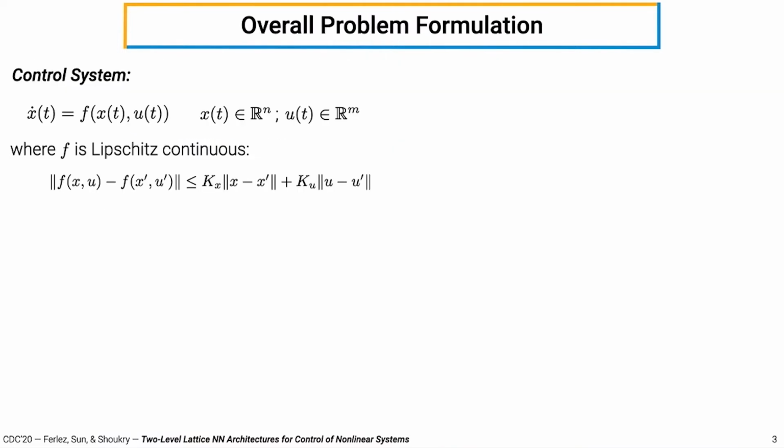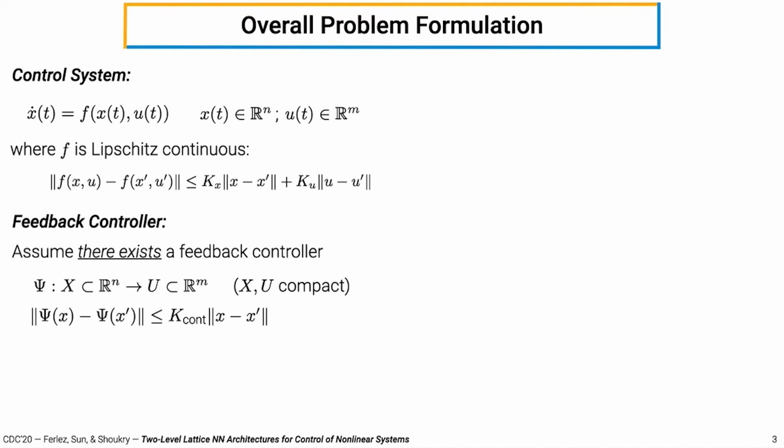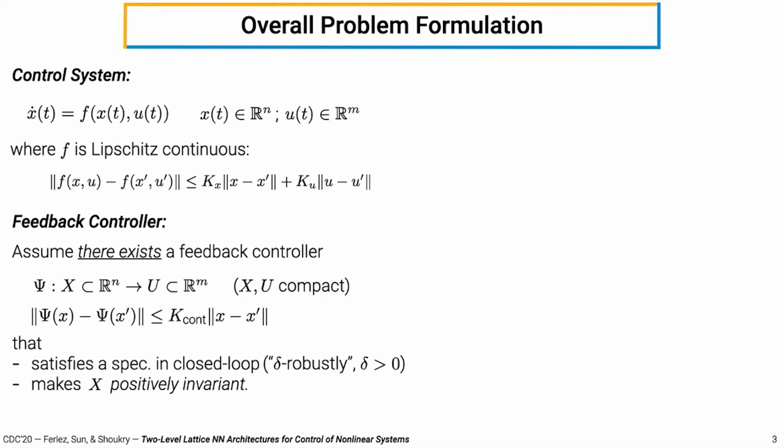So we start our problem statement with a continuous time nonlinear control system where the vector field is Lipschitz continuous, and we separate the Lipschitz constants into kx and ku. We further assume that there exists a Lipschitz continuous controller psi that operates on a compact subset of the state space and has a known bound on its Lipschitz constant k cont. In particular, this controller must satisfy some specification in the closed loop, where that satisfaction is up to delta robustness, a concept we will explain later. And for technical reasons, it should also make this compact set of states X positively invariant.